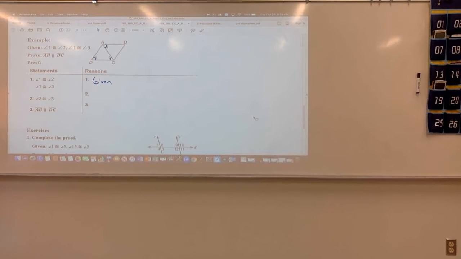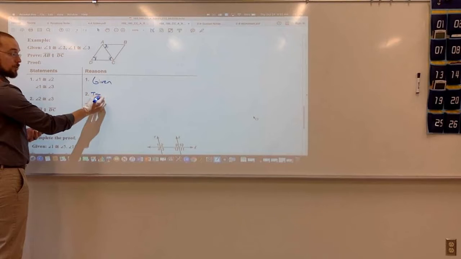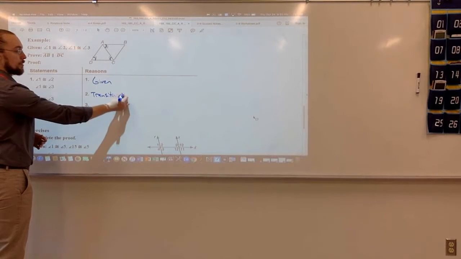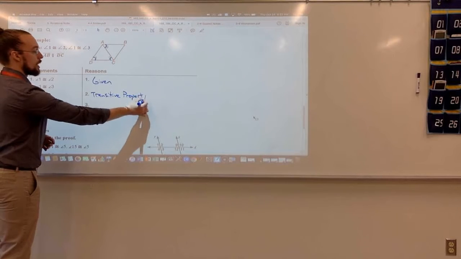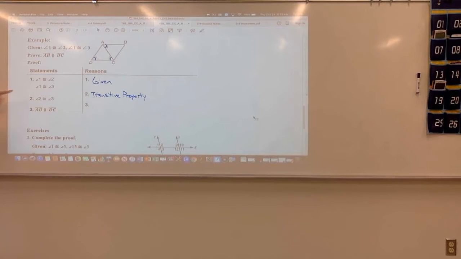Okay? So now, they say, well, if 1 and 2 are congruent and 1 and 3 are congruent, then 2 and 3 are congruent. So we're going to have to think back a little bit. Which property lets me say that if two things are congruent to the same thing, they're congruent to each other? Okay? That's the transitive property. We could also use substitution here. But the transitive property is the one that lets me say if two different things are equal or congruent to the same thing, then they're equal or congruent to each other.